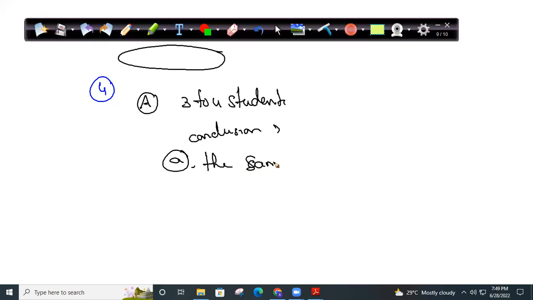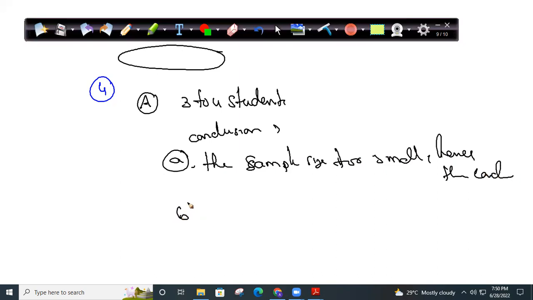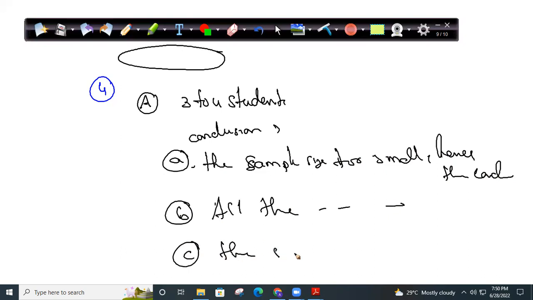The sample size is too small. Hence, the conclusion cannot be made. All the students will understand his classes. The sample size is too big and the conclusion can be made.